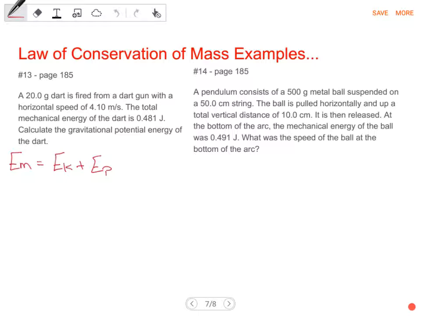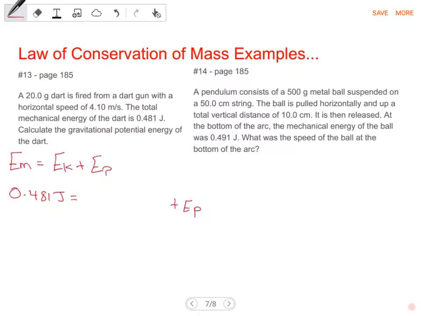I just want to give you some more examples so you're still comfortable with how to do all of these. I started out here with my basic example. Mechanical energy is energy kinetic plus EP. This tells us that our mechanical energy value is 0.481 joules. We don't know our EK, but I believe we know enough to figure that out. And you're going to notice that we're going to leave our value of EP as what we're going to try to find.